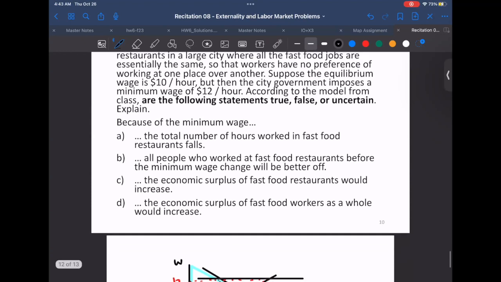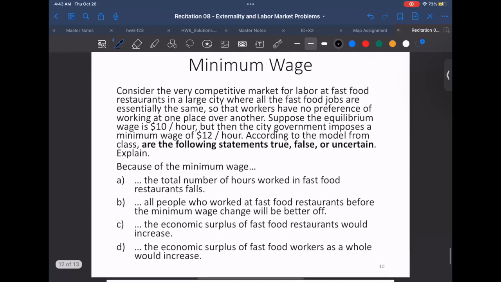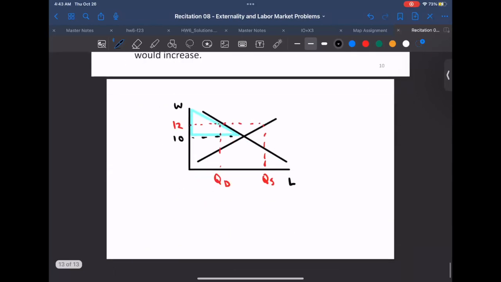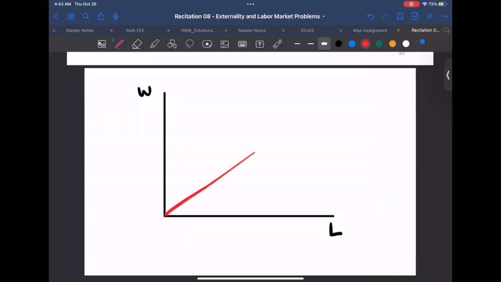Explain. So, because of the minimum wage, let's go over A first. So, we start off in a market for labor where we have wage on the y-axis and hours worked on the x-axis. The supply of labor looks like this. And in this case, the supply of labor are going to be the employees.